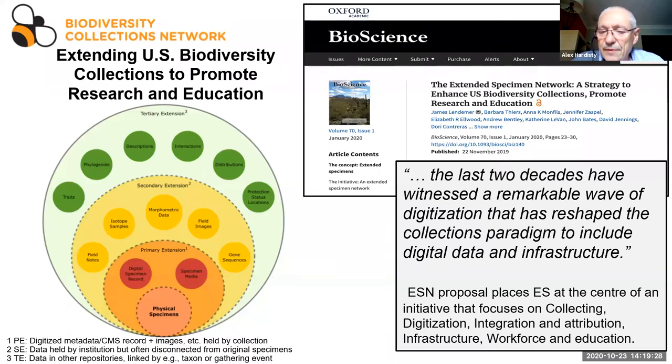In essence, the extended specimen network idea places the extended specimen concept at the center of what is intended to be a national initiative to focus more directly on collecting, digitization, attribution, integration, infrastructure, and workforce and education. And as Andy already remarked in his introduction to himself, this has been developed even further with the recent National Academies report, which I'm sure many of you are familiar with.